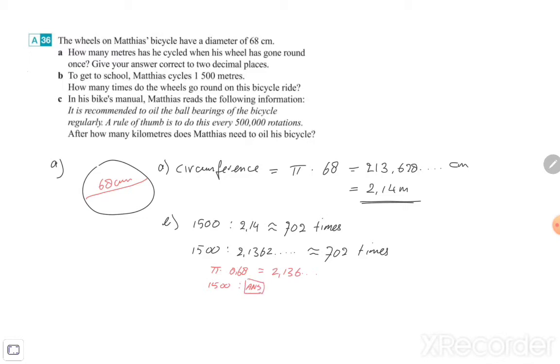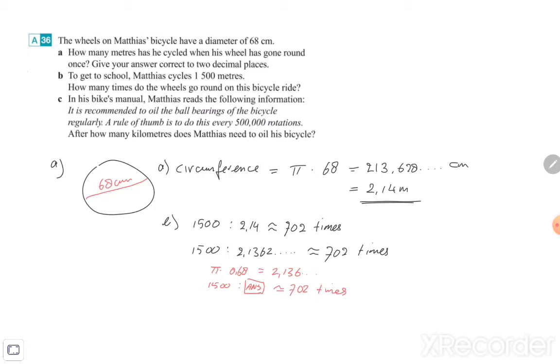Do not write this one on your test. It's just what you need to put in your calculator, but I do not want to see on the test 1500 divided by ANS. But then you get the same answer, 702 times. Alright, so that's exercise B.